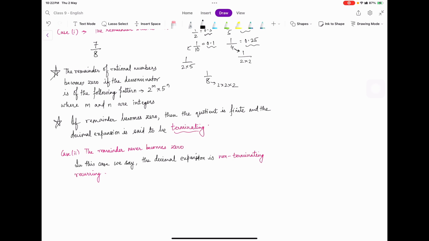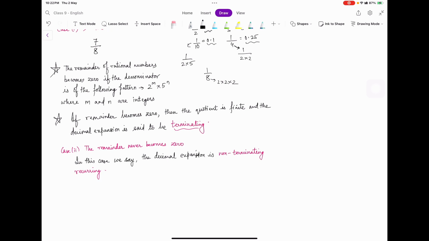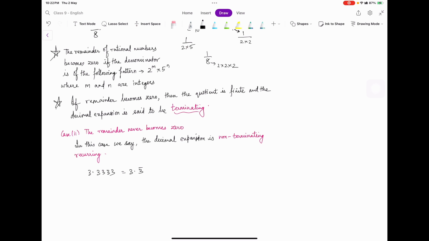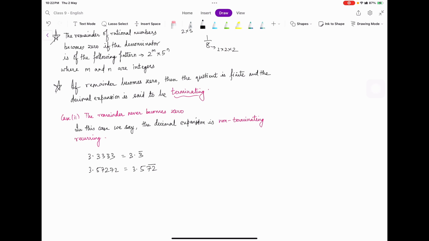Okay, and how are we going to express it? How are you going to express these recurring numbers? You can write it with a bar. The recurring part you can keep under a bar. So if it is like 3 5 7 2 7 2, where the part recurs, you can write it like 5 7 2, only keeping this part in the bar. The part which is recurring, you keep in the bar to show that it is recurring, and it is a short form.